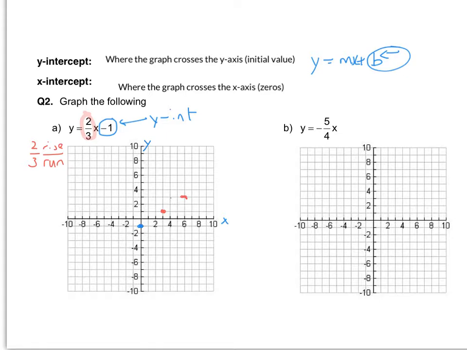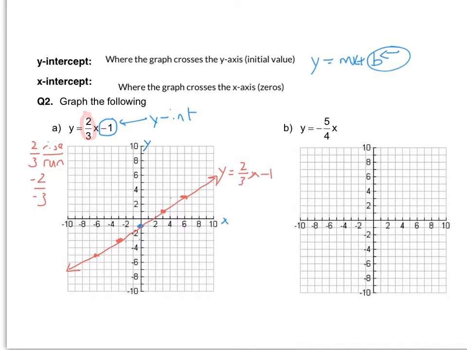Okay, or I really could make them both negative. -2 over -3 would end up being positive 2/3. So I could fall 2 and go left 3, 1, 2, 3. So I could end up right here at -3, comma, -3. I could fall another 2 and then run 1, 2, 3. So I'm over here at -6, comma, -5. And then I would take my ruler and join these together, span the entire grid, put arrows on the ends, and label it with its name, which is y equals 2/3 x minus 1.